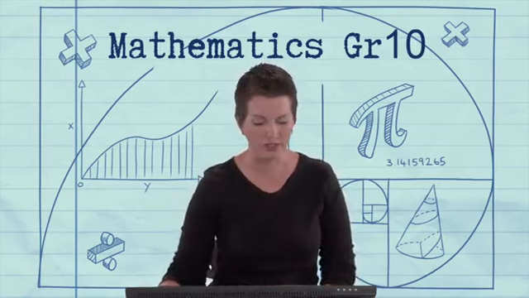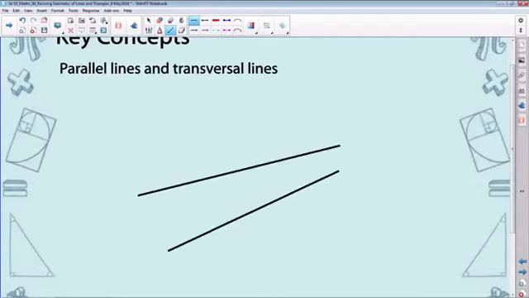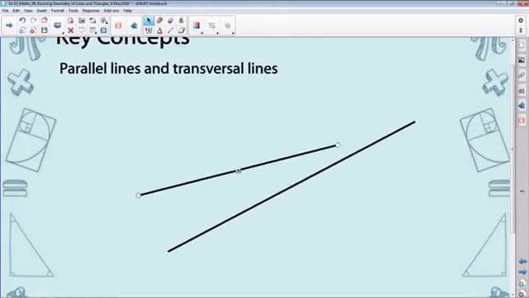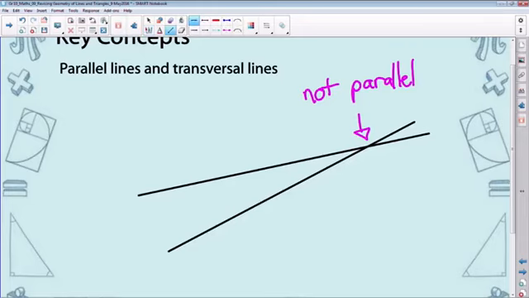So let's go back to our notes. Parallel lines and transversals. Now, I am going to draw a line and a line that is not parallel. If I continue this line that is not parallel, what we'll find is that eventually these lines will cut each other. And that means they are not parallel, because parallel lines never, ever, ever cut each other. In fact, if we did have a parallel line, and let's put it in now, that looks roughly parallel to me.